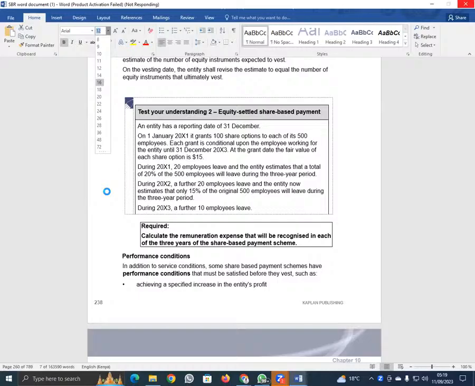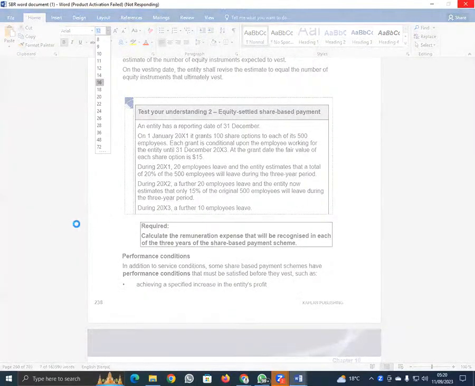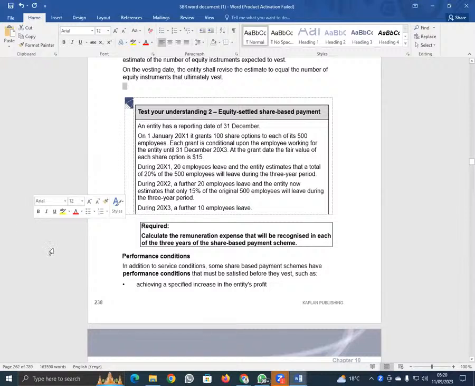Ladies and gentlemen, the first thing that you need to recognize is what promise we have given these people. We haven't told these people that when the share price increases, we're going to give you cash. We have told these people that we shall give them 100 share options. We are going to give them equity instruments. It grants 100 share options to each of its 500 employees. So this is an equity settled share-based payment.